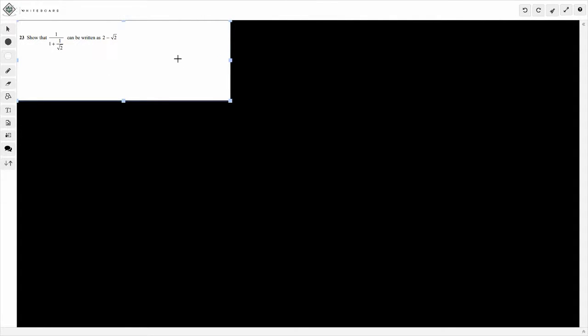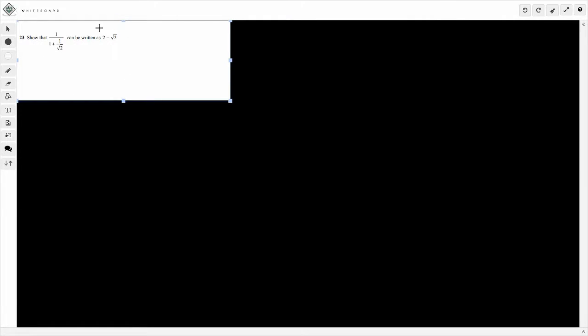And today we've got a question involving surds. We're doing 1 divided by 1 plus 1 over the square root of 2, and we have to show that this can be written as 2 minus root 2. So this was a 3-mark question, and they don't really give you much to go with. You've just got to show that this expression can also be expressed in this form.